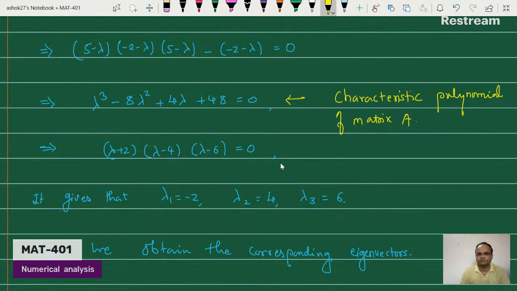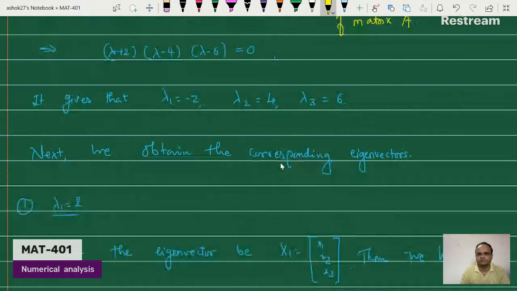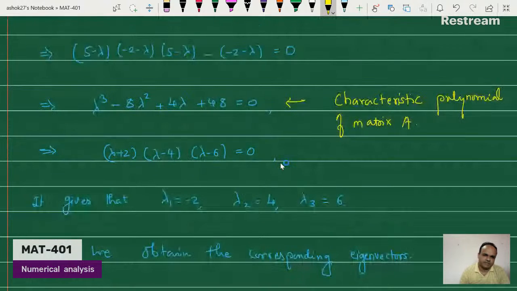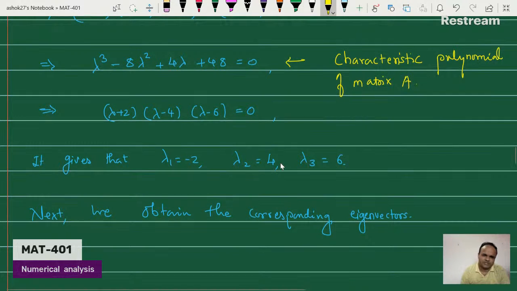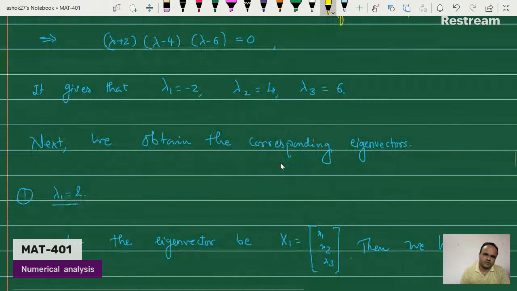So if you find the roots of this polynomial, you'll get lambda 1 equal to minus 2. What are the roots of this polynomial? Minus 2, 4 and 6. So you can write this polynomial as lambda plus 2 into lambda minus 4 into lambda minus 6, and that is equal to 0. So roots of this polynomial will be lambda 1 equal to minus 2, lambda 2 equal to 4, and lambda 3 equal to 6. Next we obtain the corresponding eigenvectors for these three distinct eigenvalues.